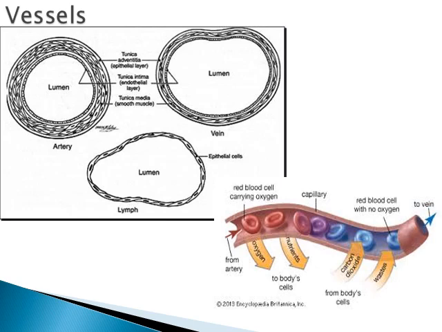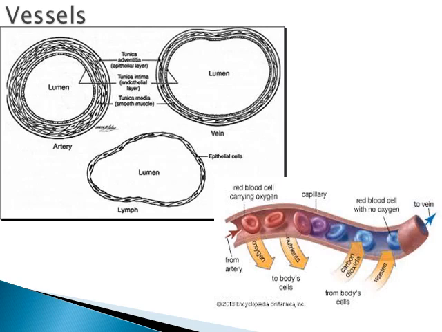Again, those layers, as you see when you look at this picture here, are a little different. Obviously, your arteries have a much thicker muscular layer than the veins do, and arteries kind of pump themselves, whereas veins work more through the contraction of the muscles around them.